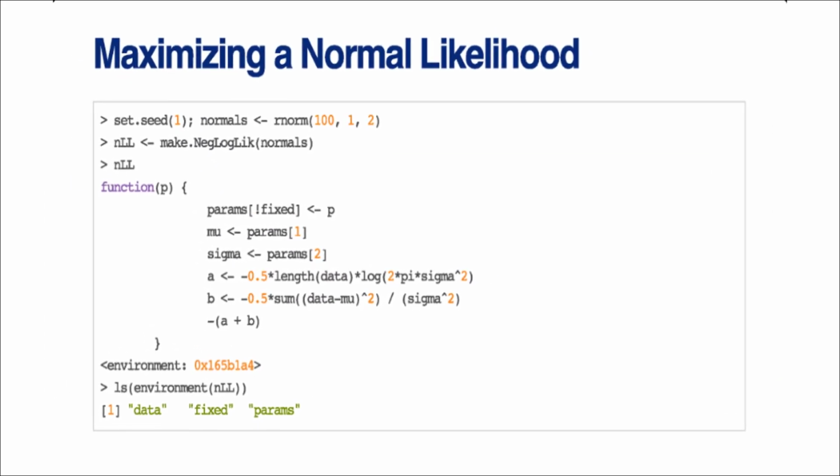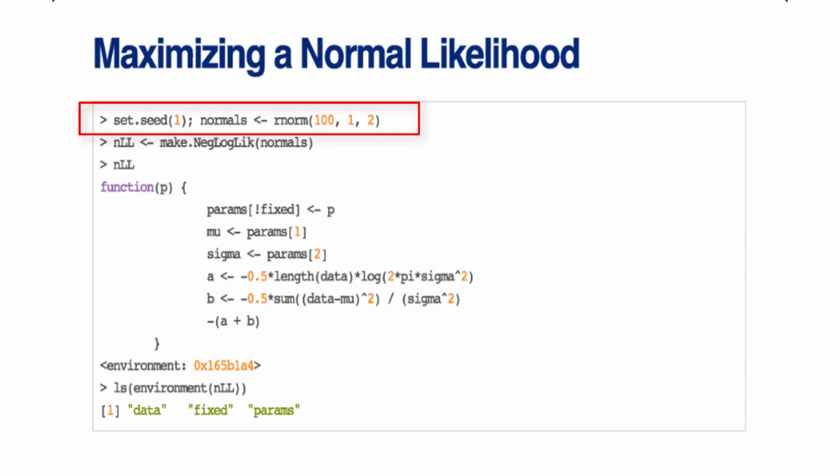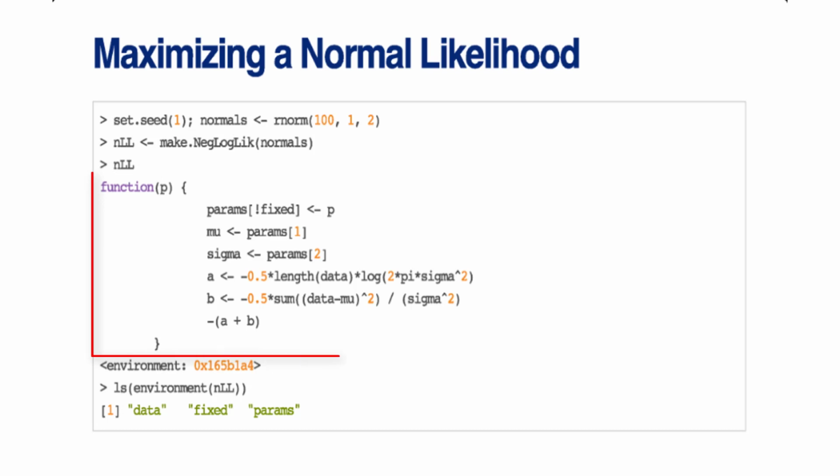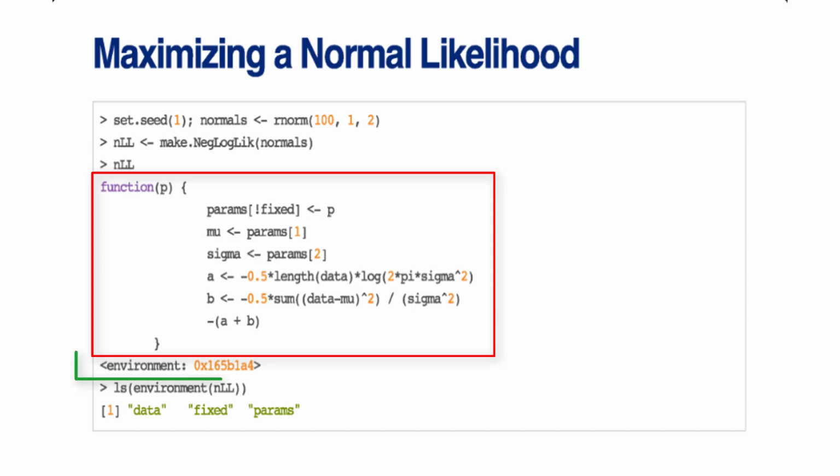Here I am going to simulate some normal random variables with mean 2, and then I am going to call my constructor function with these random variables and create my NLL, or negative log likelihood, function. When I print out this function, you will see that the body of the function looks like the code for the normal distribution, just like in the constructor function before. But if you look at the bottom, you will see a little tag that says environment, and that's the enclosing environment for this function.